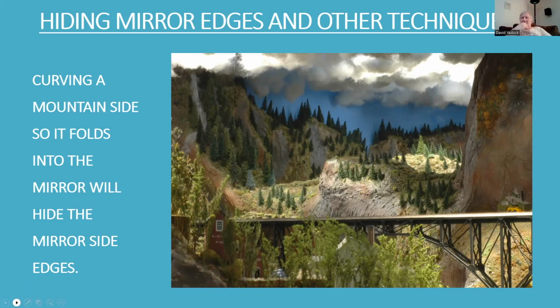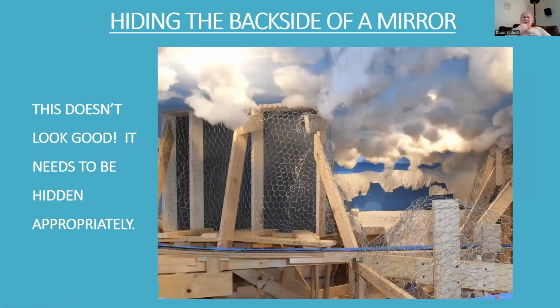Hiding the backside of the mirror. So this is the mirror that is in that deep valley. This is an early picture of my layout. That's the structure that I built, and then all this outrigger stuff is for the mountain that's going to be placed behind it. This whole structure also has the ability to move.